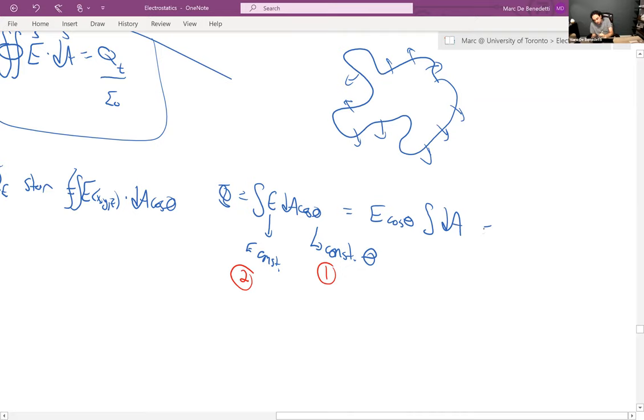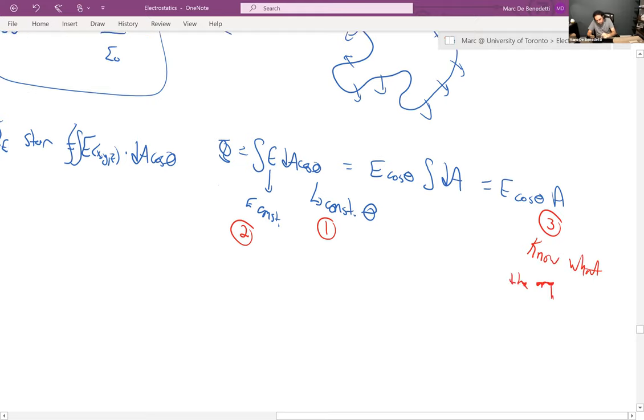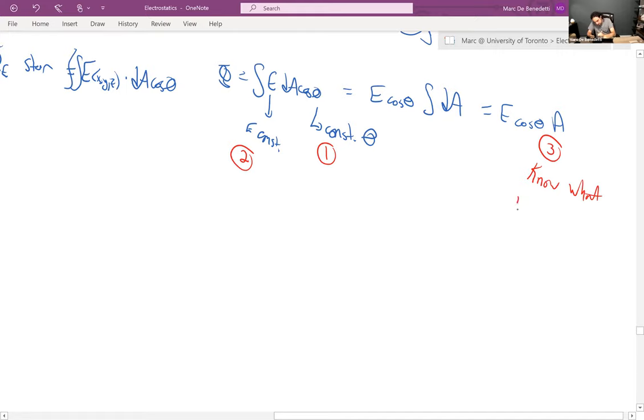If I have to integrate dA, well, the integral of dA is simply A. I mean, you know that from calculus. What's the integral of dx? x. What's the integral of du? u. What's the integral of dA? A. So the third assumption is that you need to actually know what the area is. So those are the three assumptions.